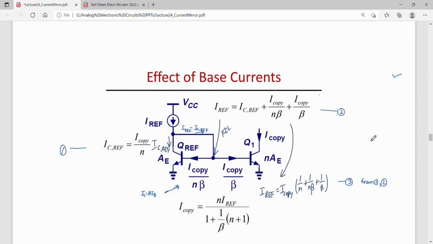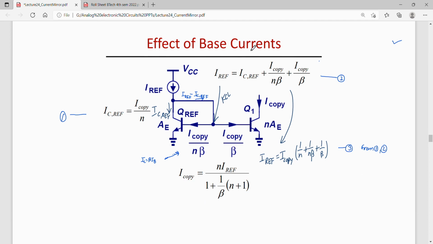And now so far we have assumed that base current was negligible. Okay. Now let us consider the effect of base current. Okay. So for considering the effect of base current, we'll have to decide current going into this branch. Earlier we had assumed it was negligible. Okay. So current going into this branch will be Iref minus the current going into this branch, which is IC ref. Okay. So current going into this branch will be equal to Iref minus IC ref. Okay. So Iref minus IC ref.